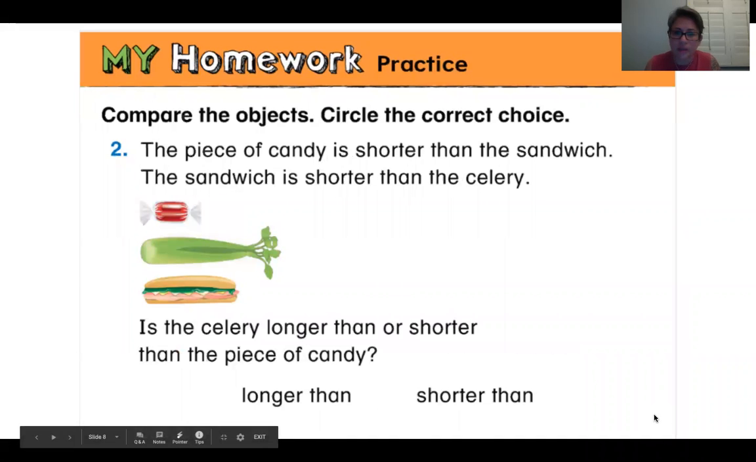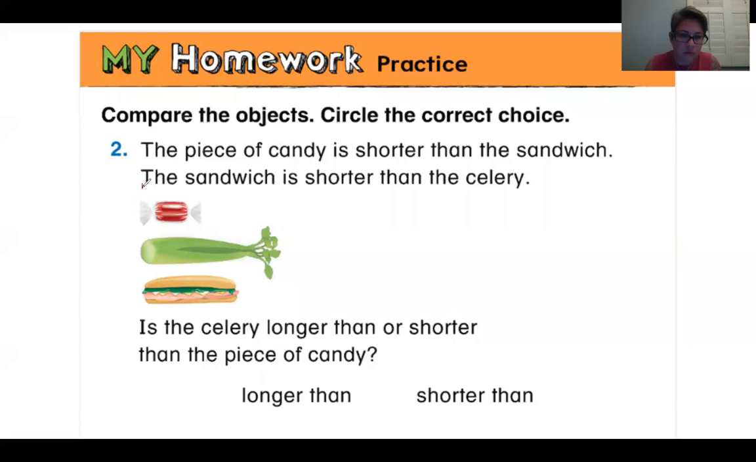Ready? Let's take a look at these three items. Compare the objects. The piece of candy is shorter than the sandwich. The sandwich is shorter than the celery. So we're starting at the same spot and we are looking, the candy is the shortest. Then the sandwich is next and the celery is the longest. Put an L for longest.